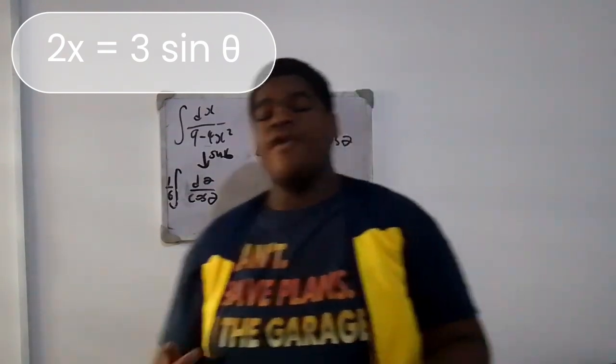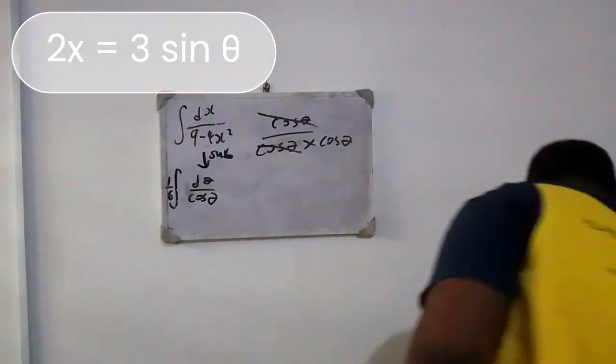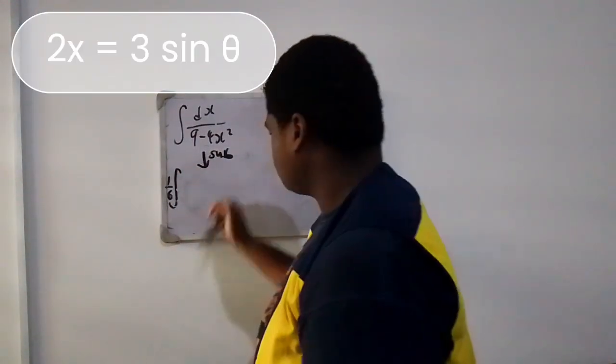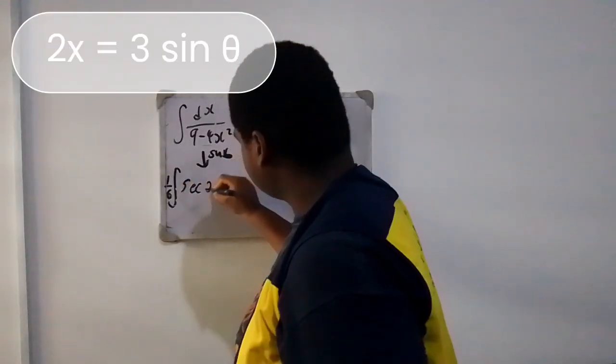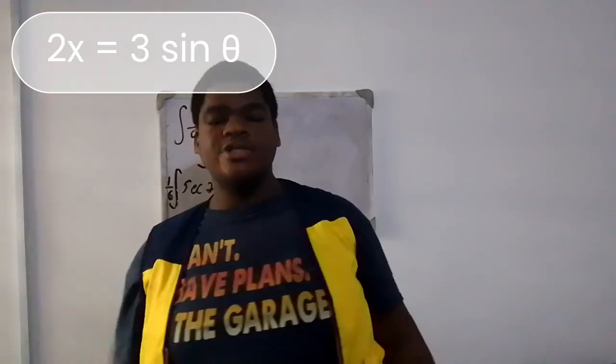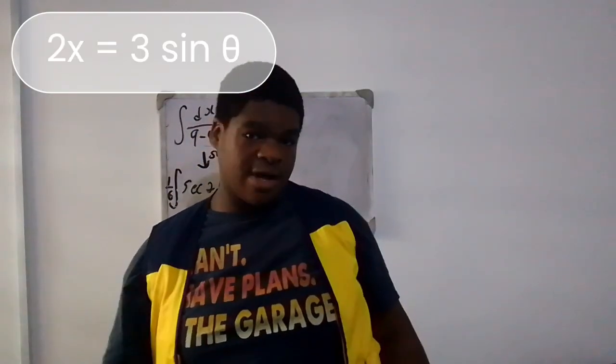Now the integral of 1 over cos theta is the integral of sec theta. So all this here can just become sec theta d theta. In case you don't know why it's sec theta, just remember that 1 over cos theta is equal to sec theta, 1 over sin theta is equal to cosec theta.